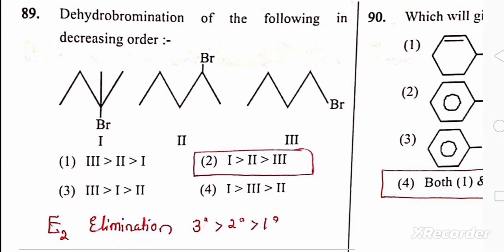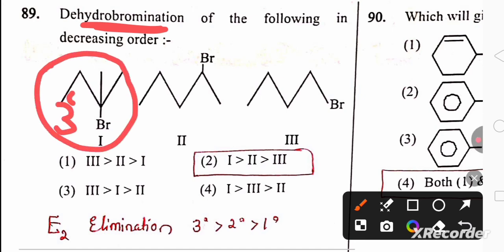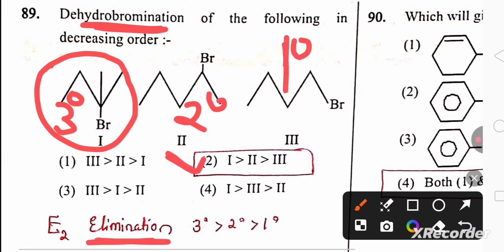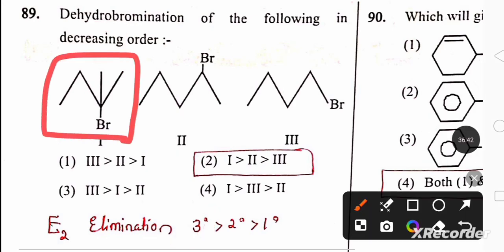Dehydrobromination is one of the elimination reactions. It can be found more in tertiary alkyl halide, then in secondary, then in primary. So option 2 is the right answer, because E2 elimination reaction can be found more in tertiary alkyl halide. Among them, the first one is tertiary alkyl halide, and the third one is primary.